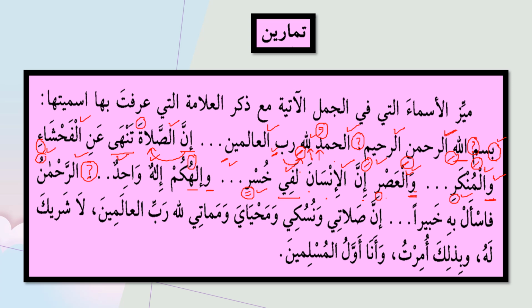Fas'al bihi khabiran. The sign here, fas'al: in the last letter you see there is a sukun. So this is not a noun. We don't find any of the four signs of a noun here. So this is not a noun. This is a verb actually. Bihi, this is our harf jar, but this one is our damir. Okay. Khabiran. What is the sign that you can tell this is a noun? The tanween. So yes, this is our noun.